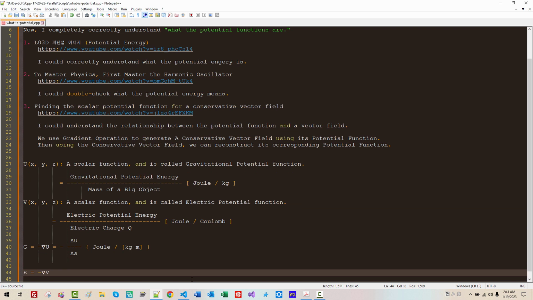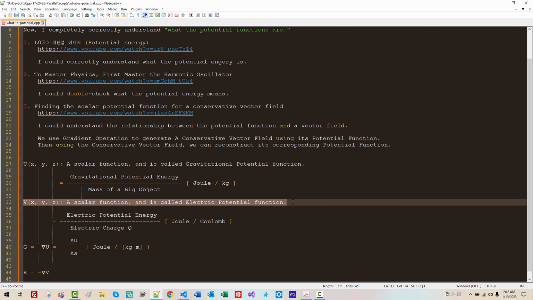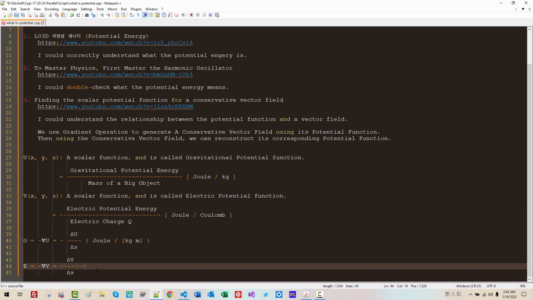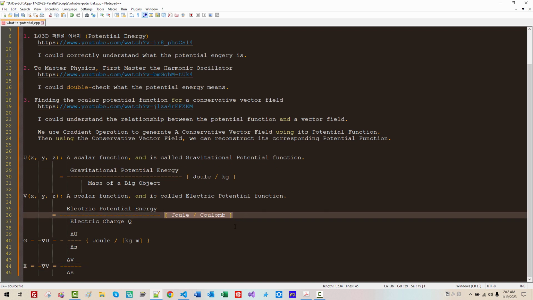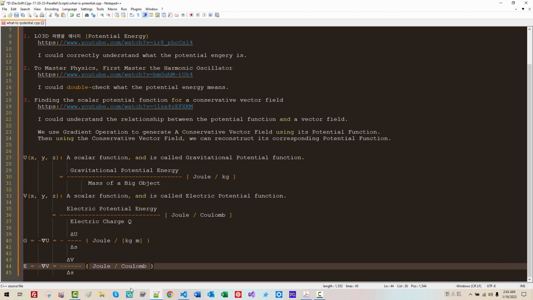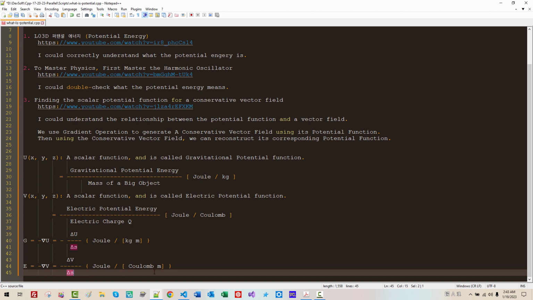From the electric potential V, we generate E. We take the gradient of the electric potential function. V is the electric potential function. This is delta V over delta S. So its unit should be Joule per Coulomb, divided by distance. Delta S is distance, so its unit is Joule per Coulomb meter.